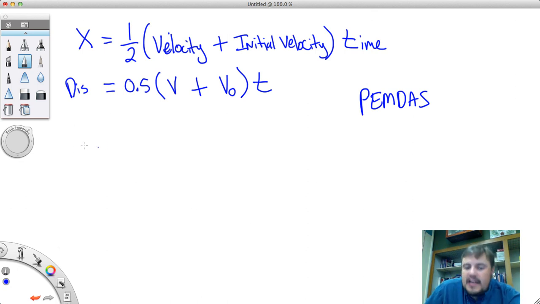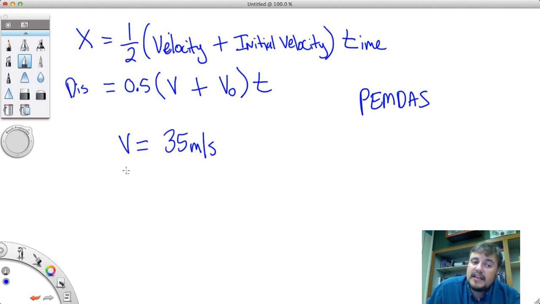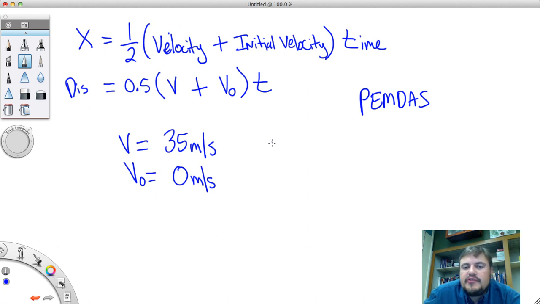Let's go ahead and pretend a car is driving down the road, and their final velocity, their velocity at the very end, is, let's say, 35 meters per second. Okay, but their initial velocity was 0, because they were stopped at a stop sign, let's say. So their initial velocity is 0 meters per second. Okay, and let's say they drive down the road. Let me erase that. I can make that a little cleaner for you. They're driving down the road.